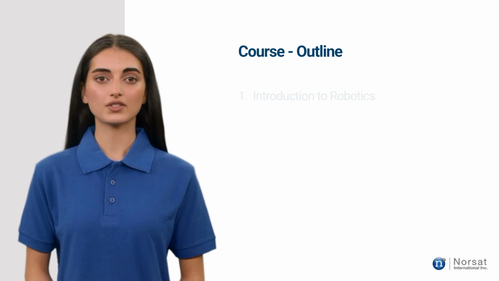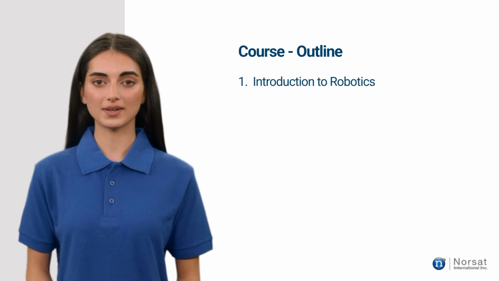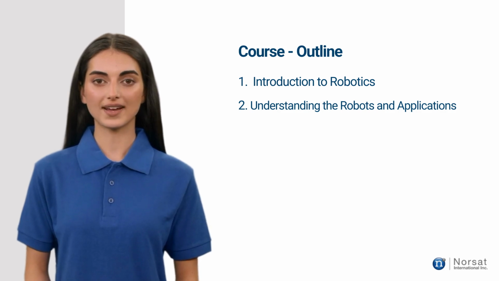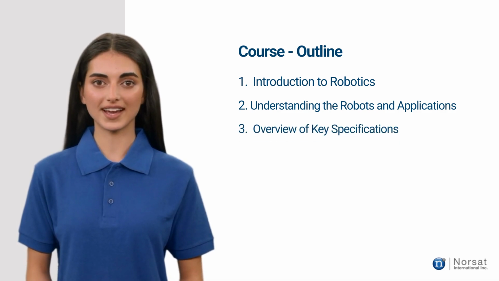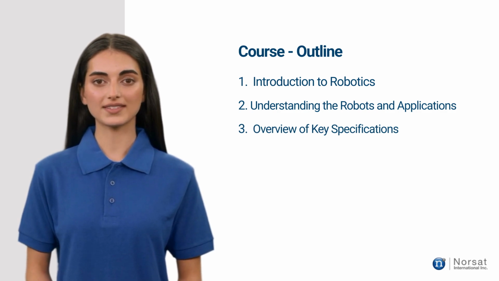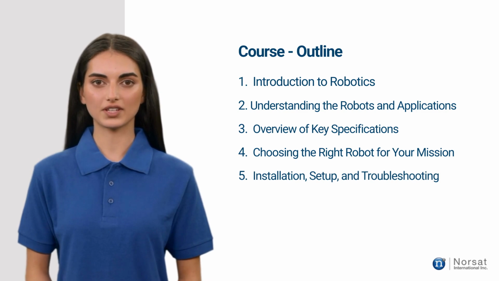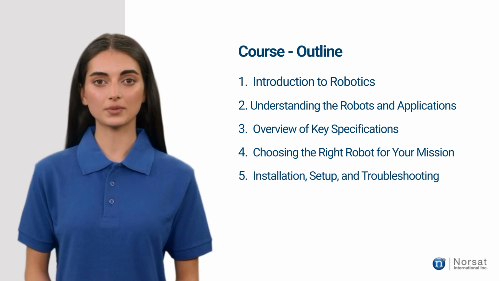We'll start with an introduction to robotics and its role in today's industries. Then in Chapter 2, we'll explore different types of robots and where they're best used. Chapter 3 dives into key specifications, everything from mobility and sensors to power systems. In Chapter 4, we'll help you choose the right robot for your mission. And finally, Chapter 5 walks you through installation, setup, and troubleshooting.